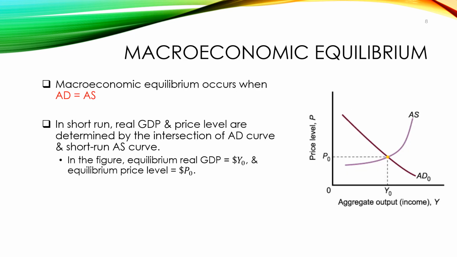Macroeconomic equilibrium happens when aggregate demand is equal to aggregate supply. In the short run, real GDP and price level are determined by the intersection of the AD curve and the short-run AS curve. In the figure, equilibrium real GDP is equal to Y0, and equilibrium price level is equal to P0.